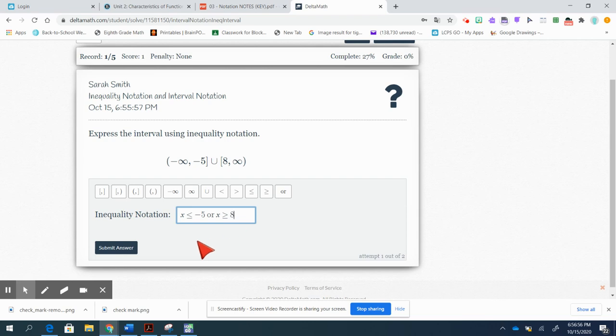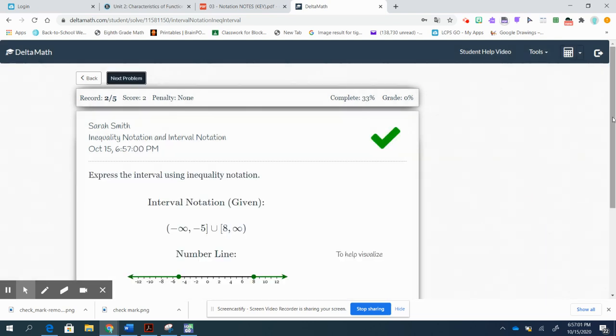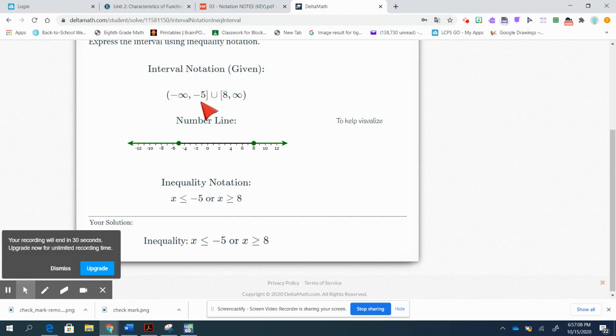Let me just check that it's right before I explain it. Okay, great. All right, so this one, the number line is there to help you visualize it. So you saw me kind of stumbling over this one. We know that it can be equal to negative 5 or anything less than negative 5. So that's what this is. X can be less than or equal to negative 5. And then here, it can be equal to 8, and then all the way up, infinity. So anything greater than 8. So that's where I got X is greater than or equal to 8.